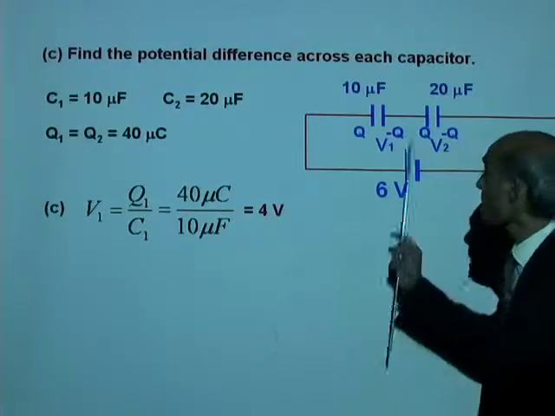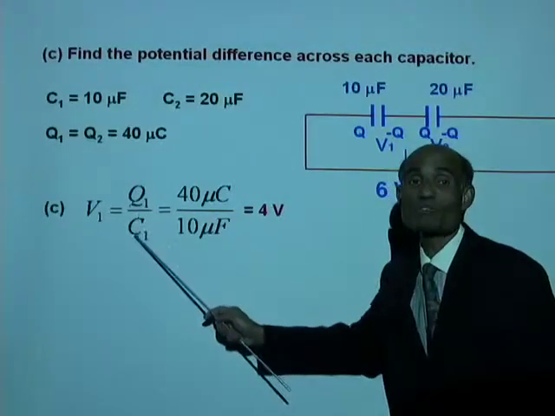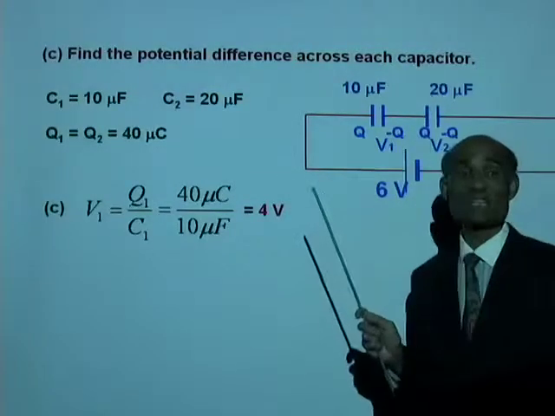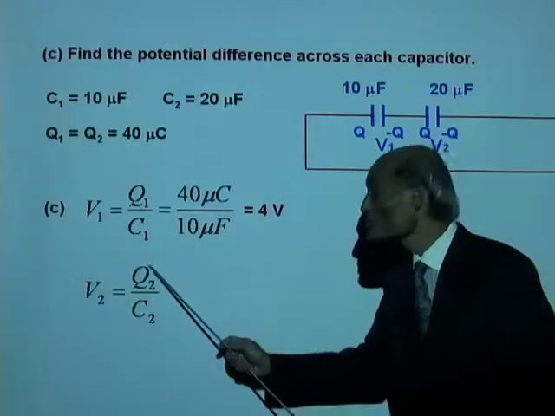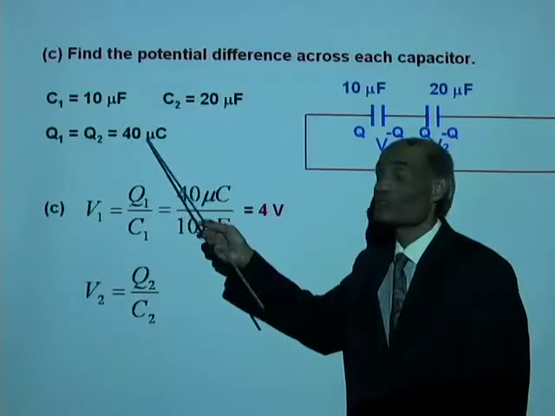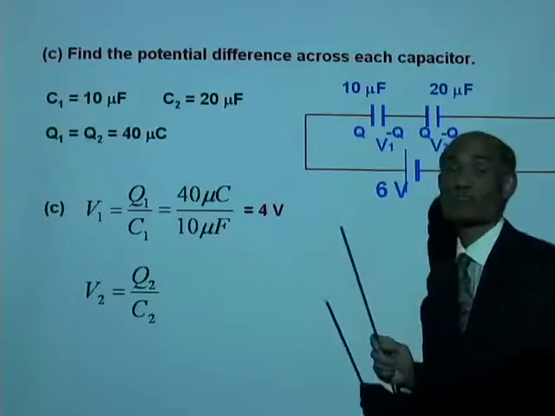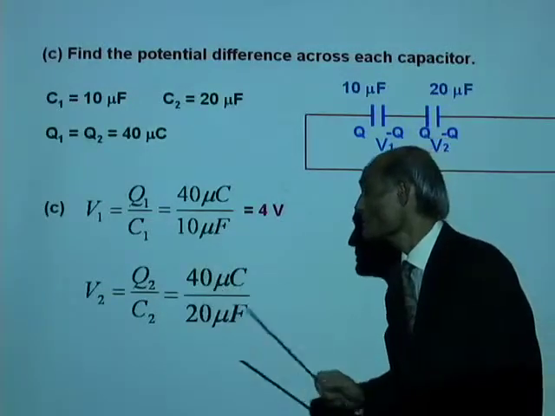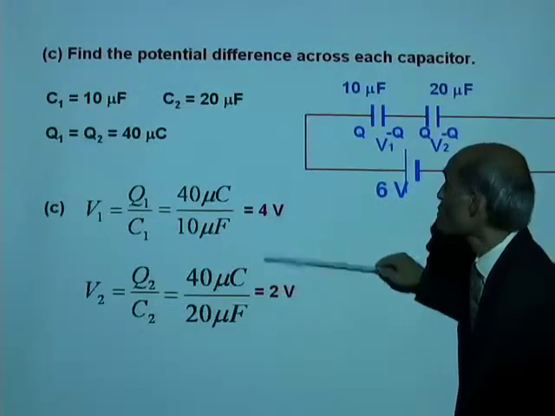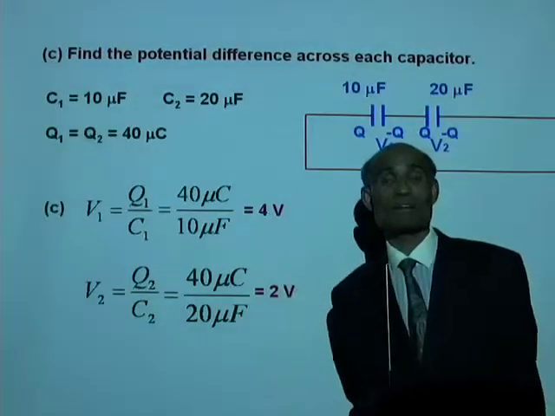Well, we can find the same answer by going this way. If V1 equals Q1 over C1, then V2 must be equal to Q2 divided by C2. There you are. And Q2 is the same as Q1, which is the same as the total charge. So Q2 is 40 microcoulomb, C2 is 20 microfarad. That will be 40 divided by 20, which is 2 volts. You can see here the total potential across the two capacitors is equal to the total potential provided by the battery.